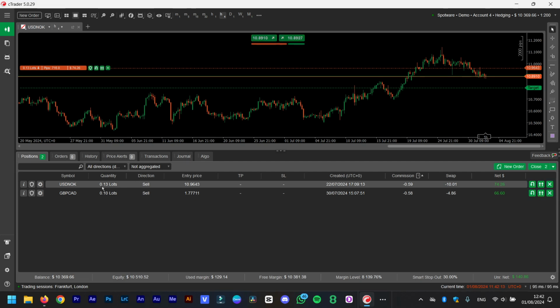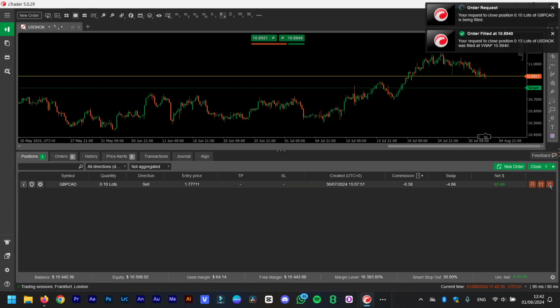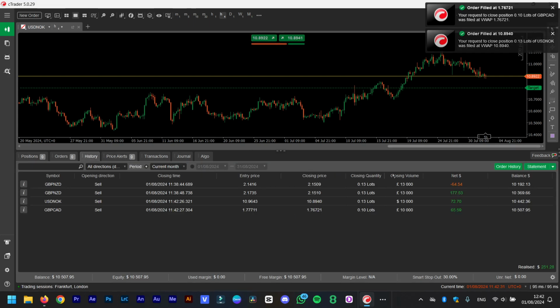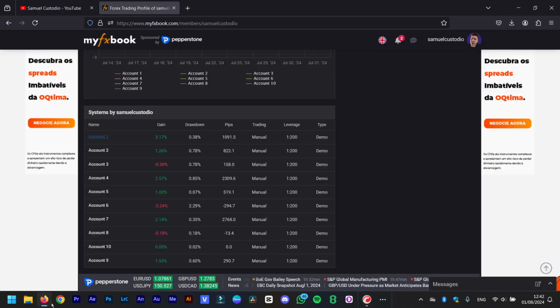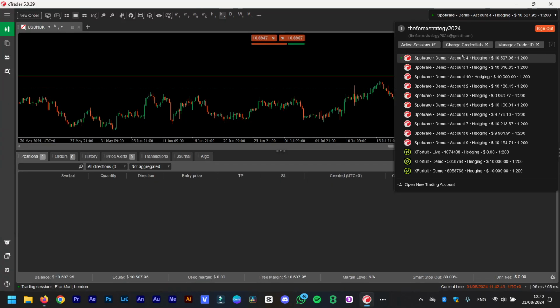So what I'm gonna do is, because I want to increase my proportional lot size and decrease the amount of lot size that I open, I'm gonna close both trades. Okay, so I have more than 1% in profit as well. I'm sorry. And let's see what's gonna happen. As you can see, this account is already positive. That's account number 4. Account number 3. There's account number 3.